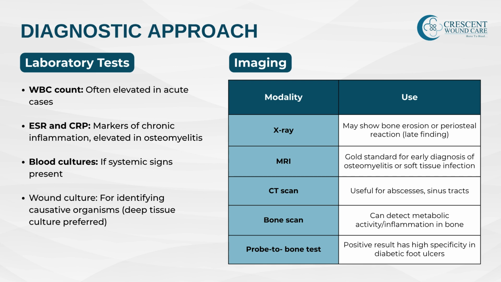When you suspect osteomyelitis or deep infection, timely diagnosis is critical. Laboratory tests, WBC count, ESR, and CRP will often be elevated. Blood and wound cultures help pinpoint the organism. Imaging. X-rays may show bone changes, but only at later stages. MRI is the gold standard. It picks up early infection.